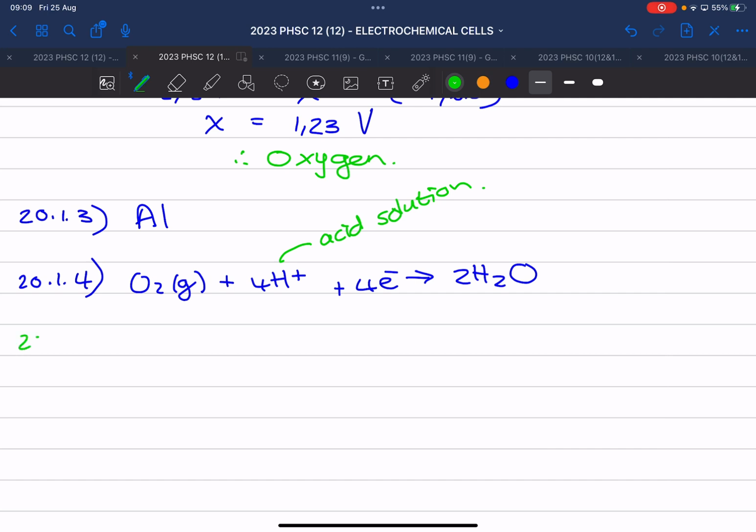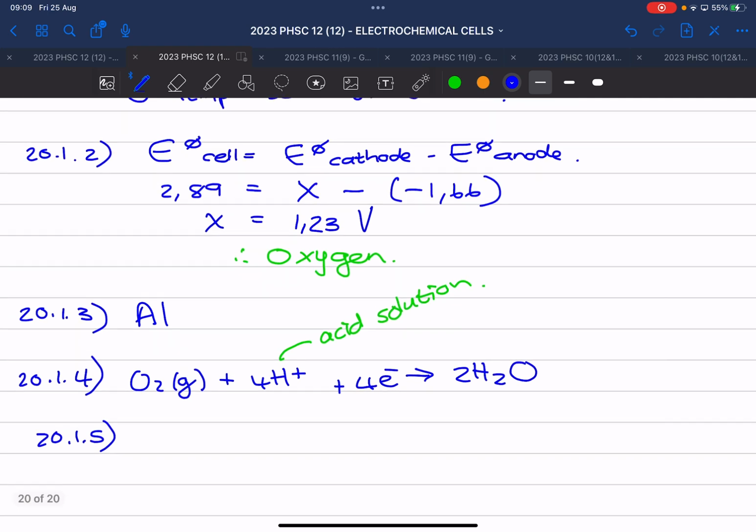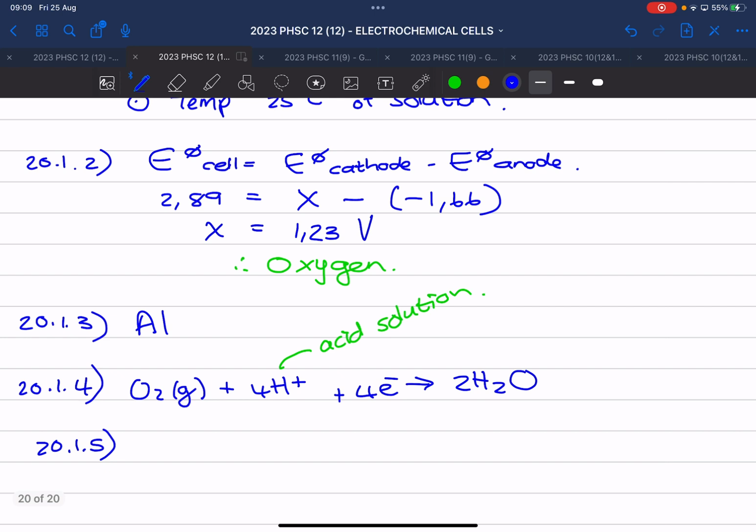Okay, and then 20.1.5, thus write down the cell notation for this cell. Cell notation. Anyone want to give it a try for 2 sweeties? The cell notation.